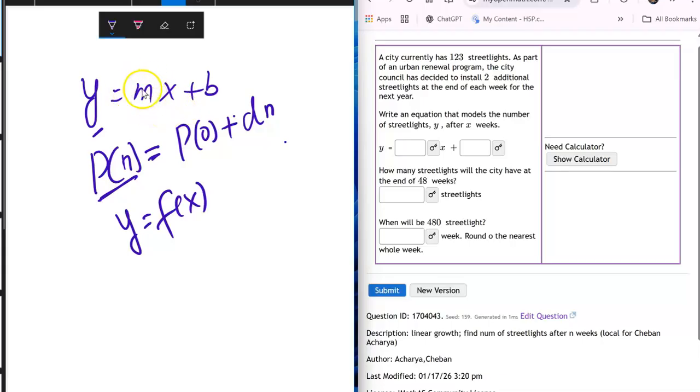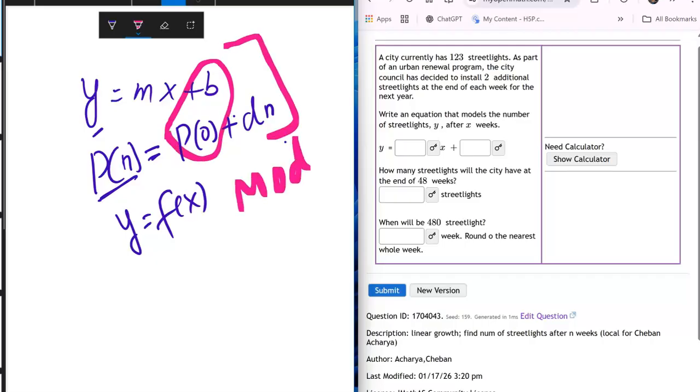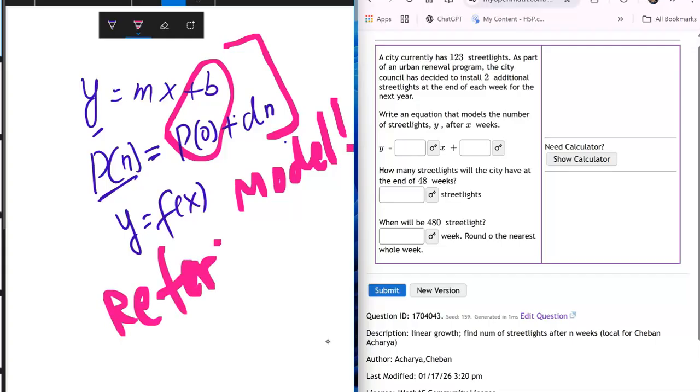But here this m represents the slope of the equation, or in the context of the questions, m is the constant rate of change, okay, and b is the y-intercept, also called P of 0. So these are called linear models. I wish you can refer to the book. Look at the book and read it in detail before you start this question.